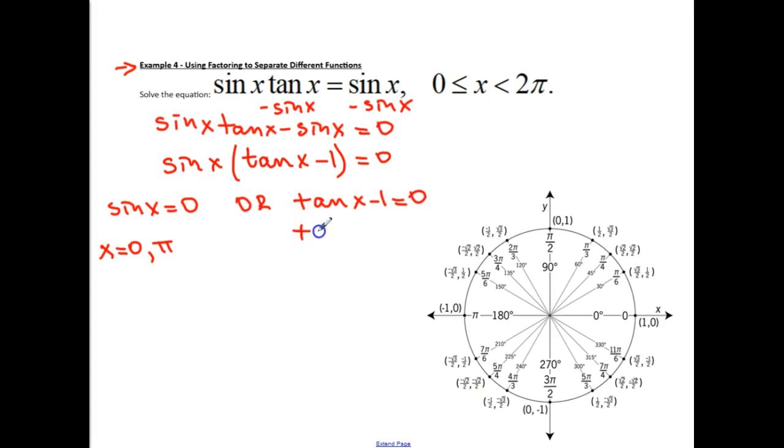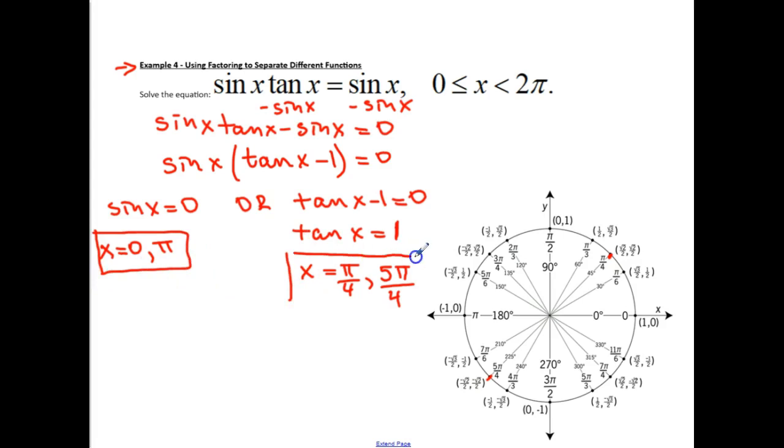For the next equation, we have tangent of x is equal to 1. That happens when x is equal to pi over 4, or 5 pi over 4. So we're going to be in either the first or the third quadrant. And this right here is our final answer. Once again, we have 4 solutions for this one, 2 for each of the factors that are equal to 0. Let's go ahead and take a look at the last example.